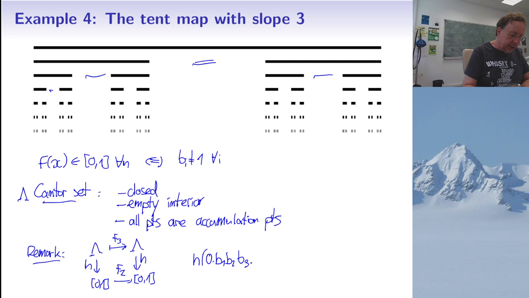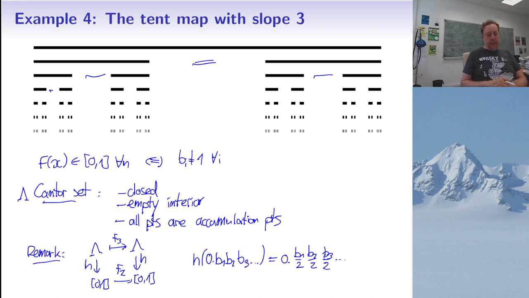Well, if I apply H to a point with a certain expansion, 0.b1, b2, b3, and so on. Since my point is in the Cantor set, all digits are either 0 or 2. So there's no digit equal to 1. And so I can divide them all by 2. So what this means is that if a digit is 0, it just stays 0, and if it's 2, I replace it by 1. And so you see, it's a kind of expanding transformation from my Cantor set to the whole interval 0, 1.